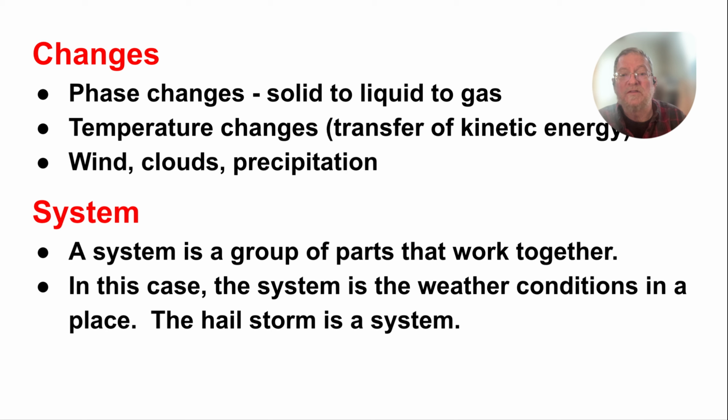The phase changes. So we had particle level and we had representing, now we have changes. Changes are the phase changes, like from solid to liquid to gas, the temperature changes or the transfer of kinetic energy, the wind, clouds, and precipitation. How when they change, what's going on at that molecule level, at that particle level, that's microscopic scale. And a system is a group of parts that work together. In this case, the system is all the weather conditions in a place. So the hailstorm is a system.